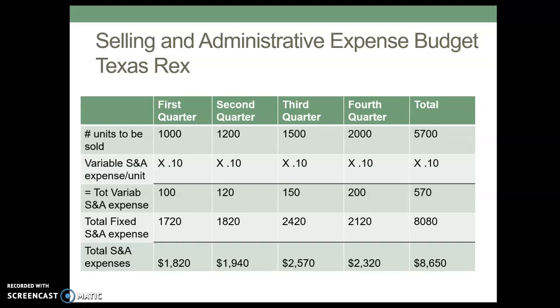Now, this budget can be a lot more expanded, listing out all the different expenses and such. In this video, I just have the main totals on here. So our grand total of variable selling and administrative expense will be $570. Our grand total of fixed selling and administrative expense for the budget is $80.80. So grand total of selling and administrative expenses is $86.50 for the year, for next year.